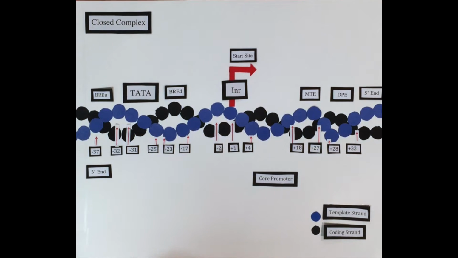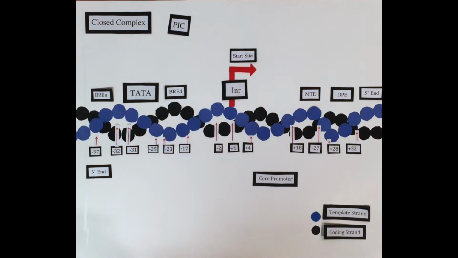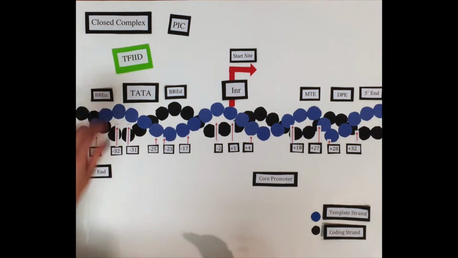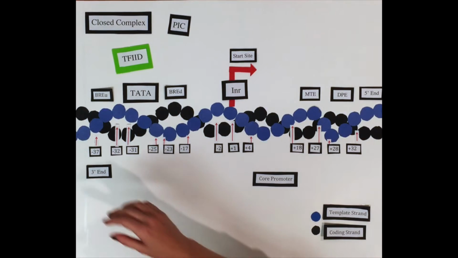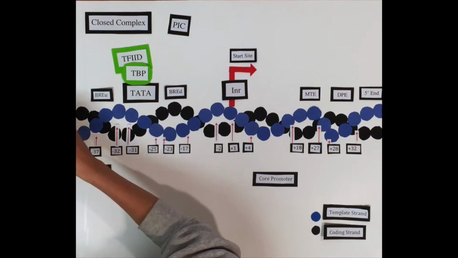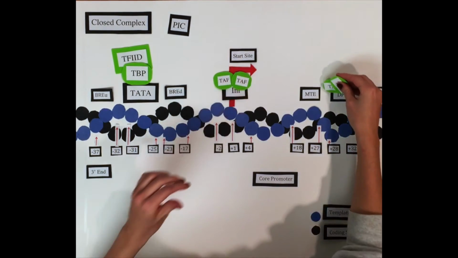To begin transcription, we will first form a pre-initiation complex, or PIC. The pre-initiation complex will be formed using various proteins called transcription factors. Our first transcription factor that binds to the DNA is called TFIID, or transcription factor IID. It associates with the DNA with two important components, TBP, or TATA binding protein, and TAFs, which interact with the INR and DPE region.